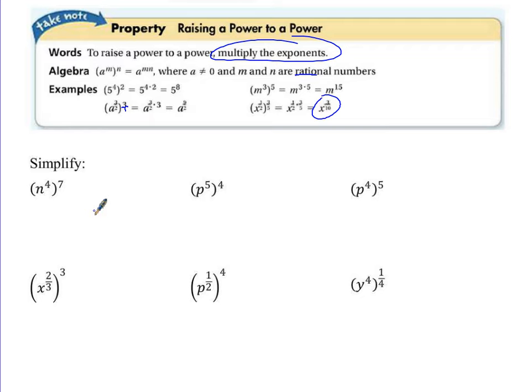Okay, so let's see if we can maybe quickly do these 6 problems right here. What will we get for that first one? 4 times 7? Yeah, it's 28. So n to the 28th is the answer. How about this one? P to the 20th.